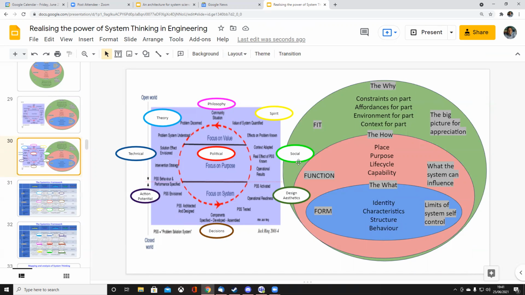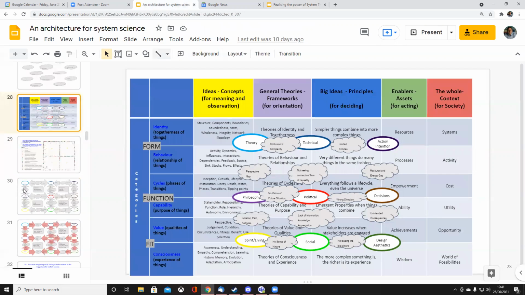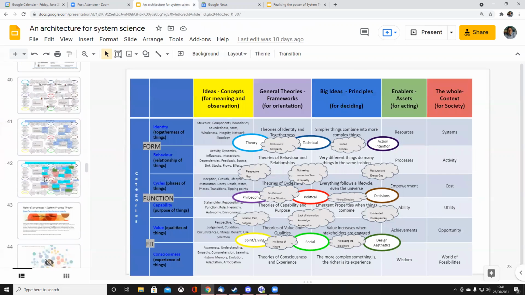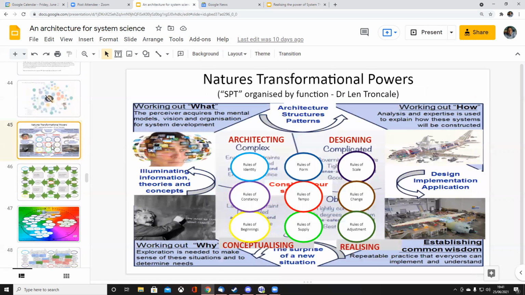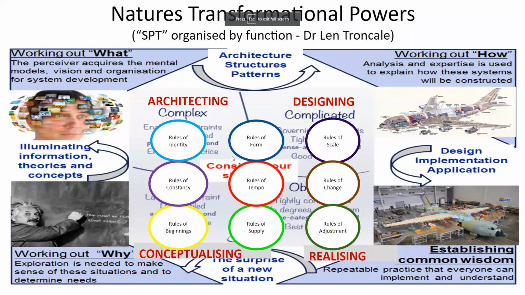On this diagram, we can relate Len's work, because this is knowledge about systems, and Len has the equivalent of these as well. I don't know if you noticed that. I think it's on this presentation. These are Len's system process theory. So he's clustered essentially nature's processes against these rules of transformation.